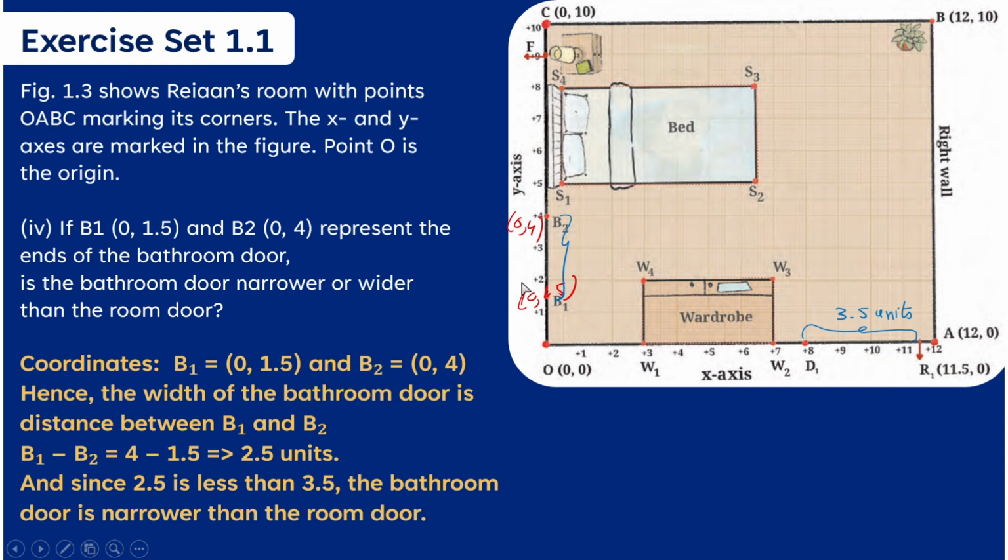Because these points are located on the y-axis, the x-coordinates are 0. So to find the vertical distance, we subtract the y-coordinates. We subtract 1.5 from 4. So 4 take away 1.5 is 2.5 units. And as you can see, since 2.5 is less than 3.5, the bathroom door is narrower than the room door.